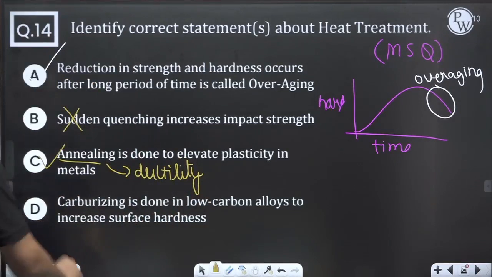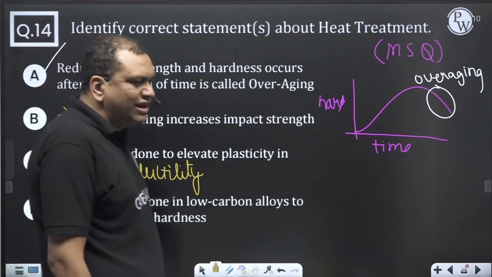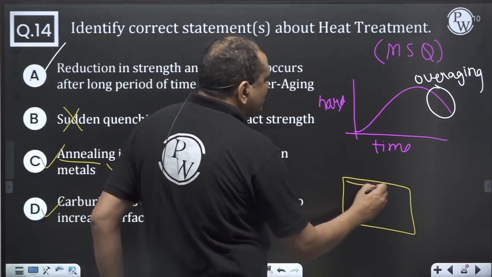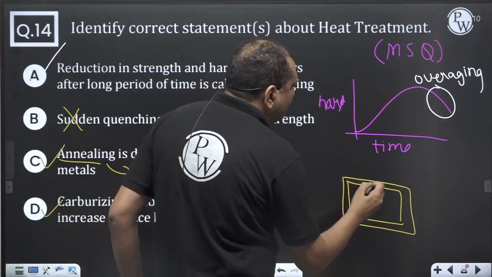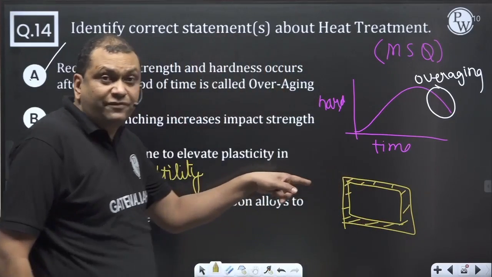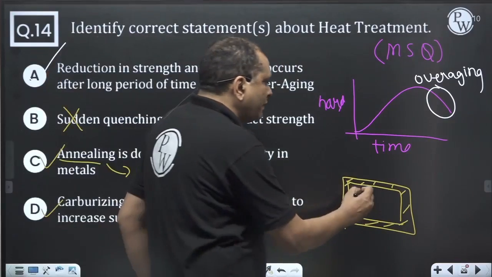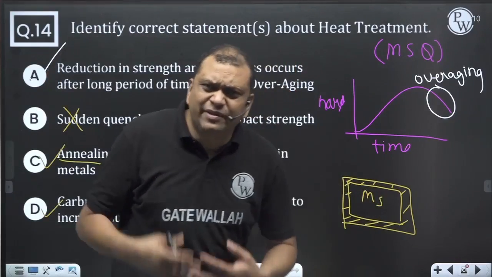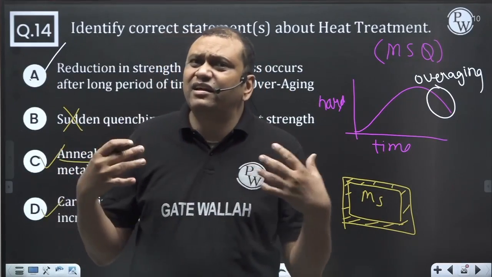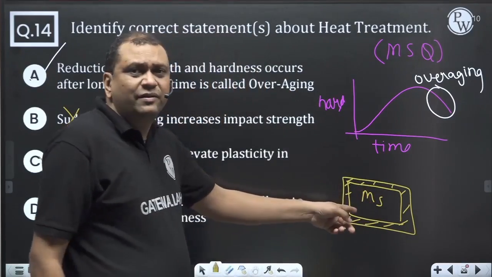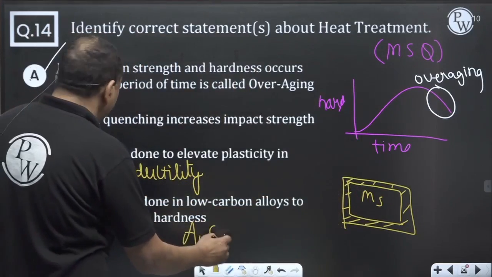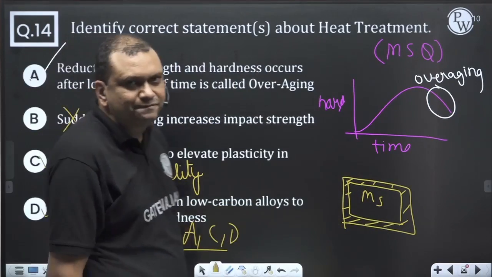Carburizing is done in low carbon alloys. Bilkul sahi hai. So what is the carburizing process? It's a process of diffusing carbon in the outer surface of a mild steel specimen. Because in a mild steel specimen, carbon is not sufficient to facilitate the hardening process. So we diffuse carbon. So it is done only for mild steel. So A, C, and D are correct here.